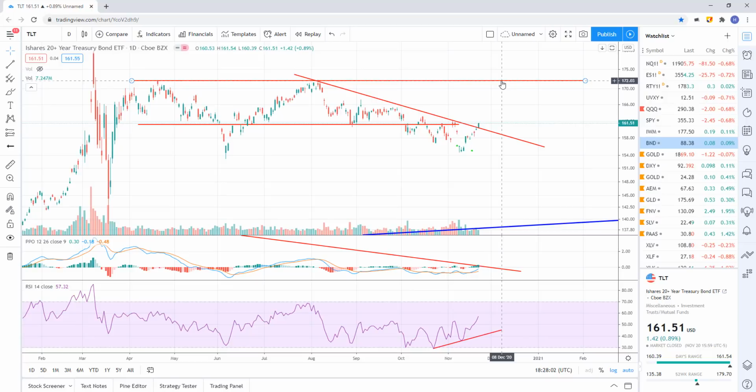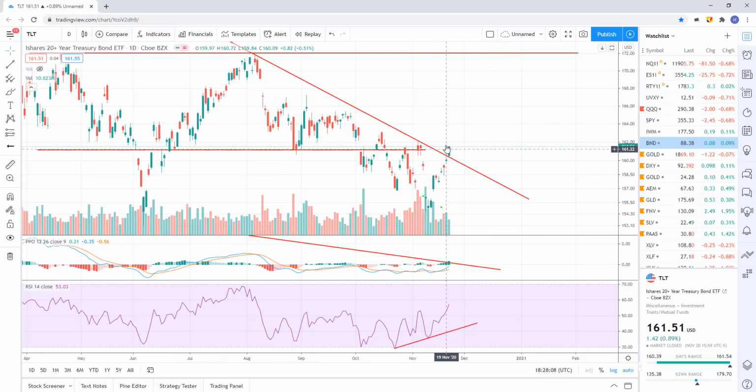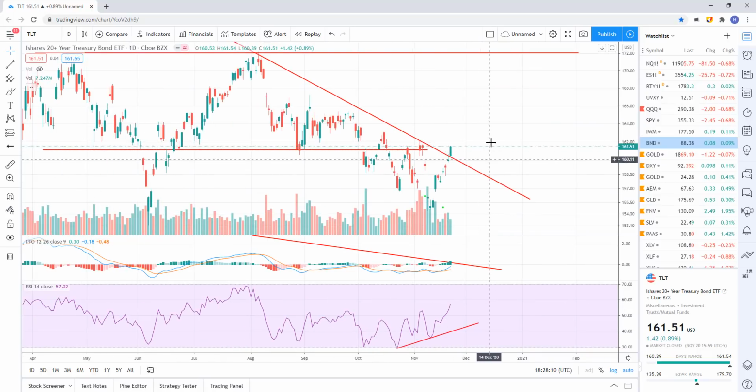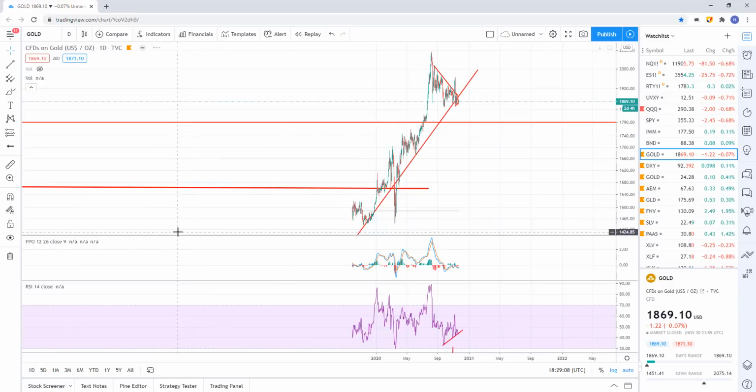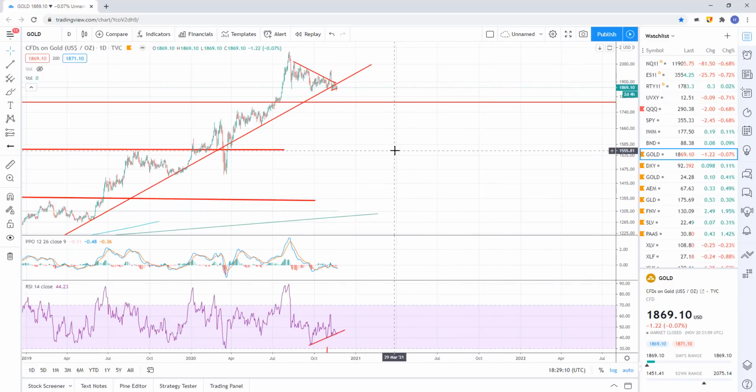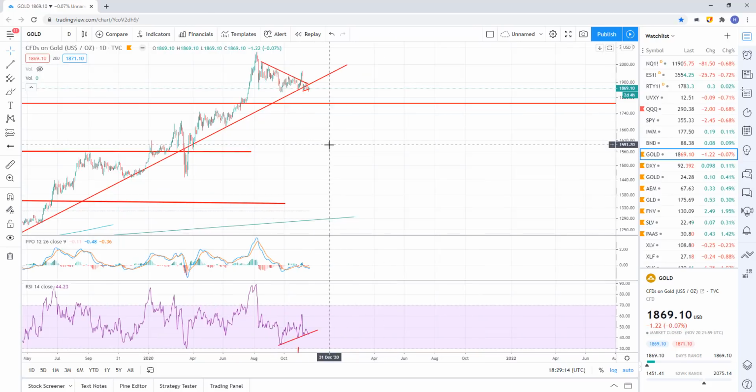So that's the target. I didn't catch this one on Friday because I wasn't feeling well. But if it's hanging around this area on Monday, I might take a position long for a move up to 172. Let's keep an eye on gold. I think gold is going to be setting up for a nice long-sided trade to the upside. But I'm looking for a little more downside.